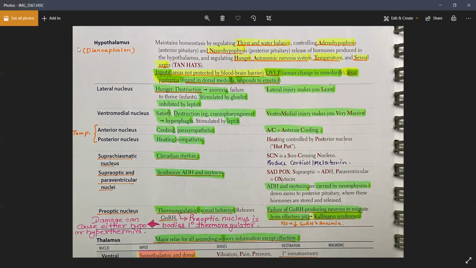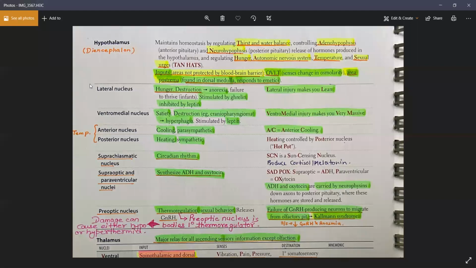And do note that the hypothalamus is formed by the diencephalon, right? You have the telencephalon forming the cerebral hemispheres. Then you have the diencephalon forming what structures? The thalamus, hypothalamus, and retina. Then you have the mesencephalon forming the midbrain. Then you have the metencephalon forming the pons, and the myelencephalon forming the medulla, right? So do remember this also.